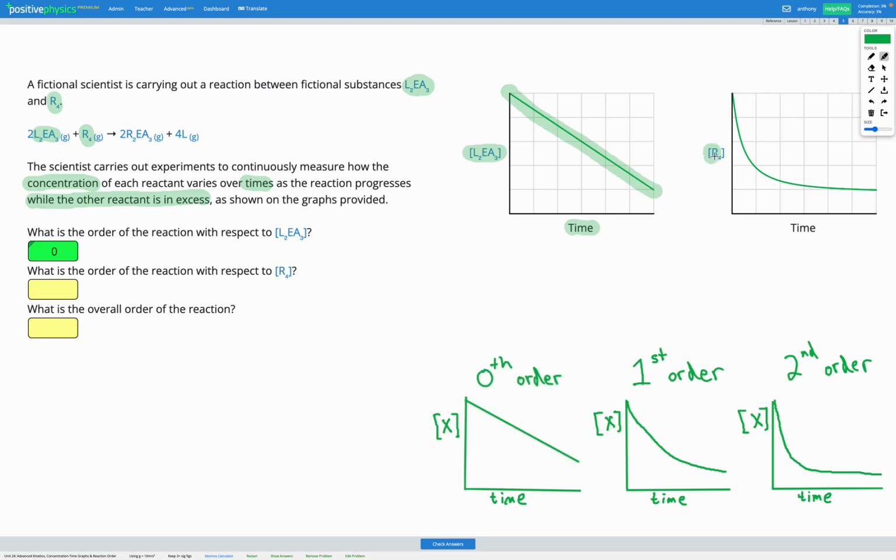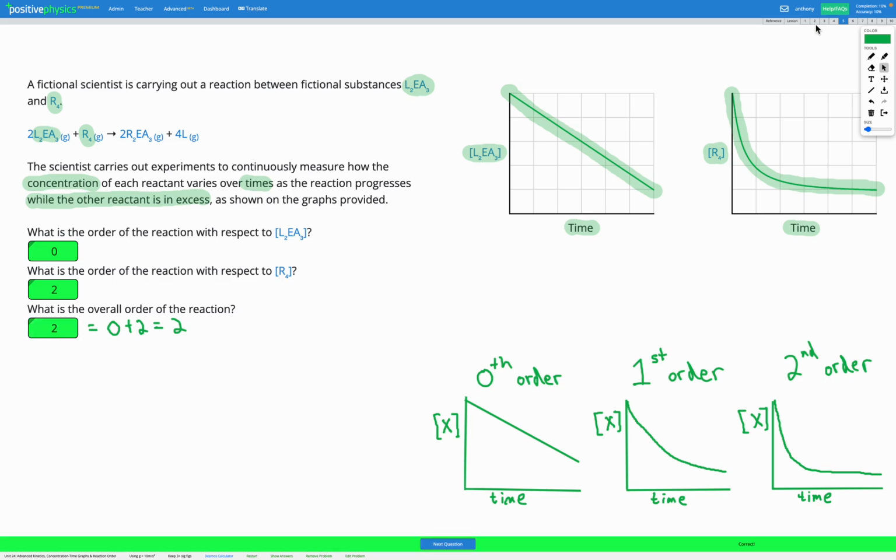For R4, if we look at our graph here, we have that really steep curve that changes quite dramatically. We start out very steep, a very high reaction rate, and we end up very shallow, a very slow reaction rate. So that looks like our second order graph down here. So this is going to be a second order reaction for R4. And then our final step is figuring out our overall order of reaction. We just add them up: 0 plus 2, which gets us 2. So our overall order for this reaction is 2.